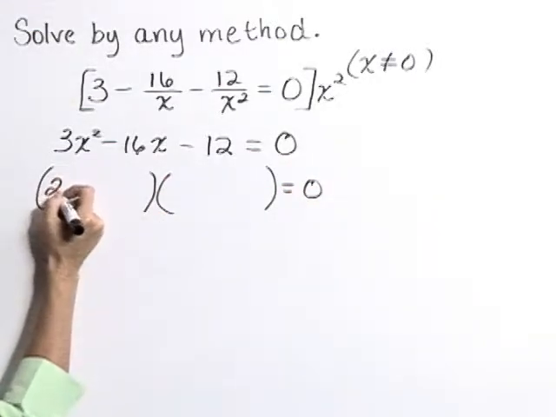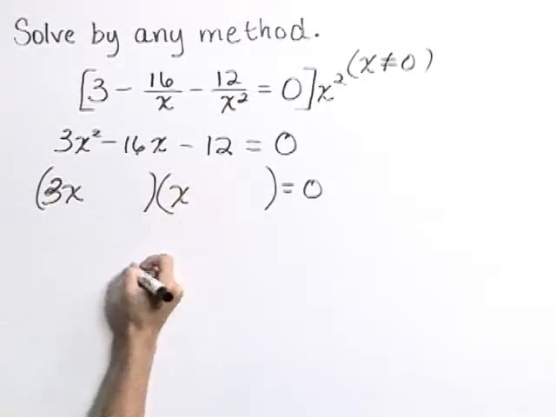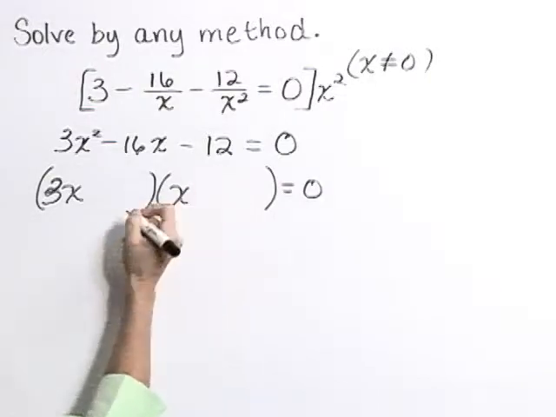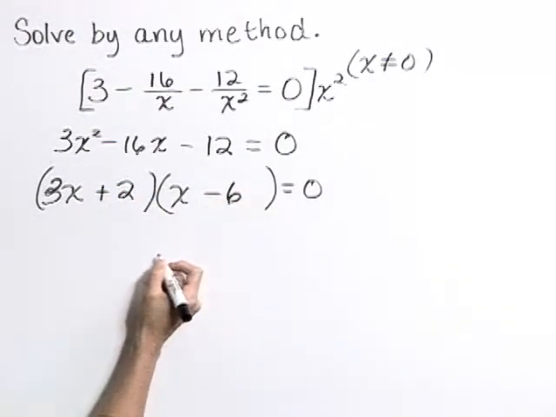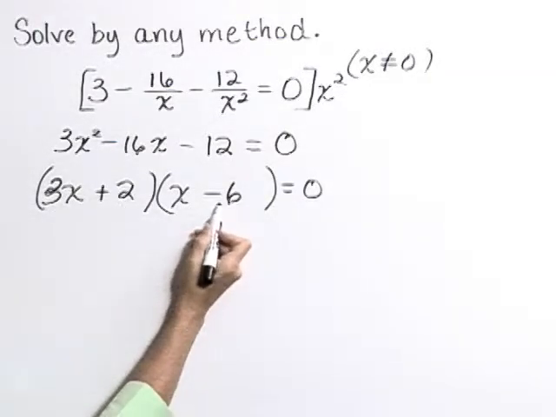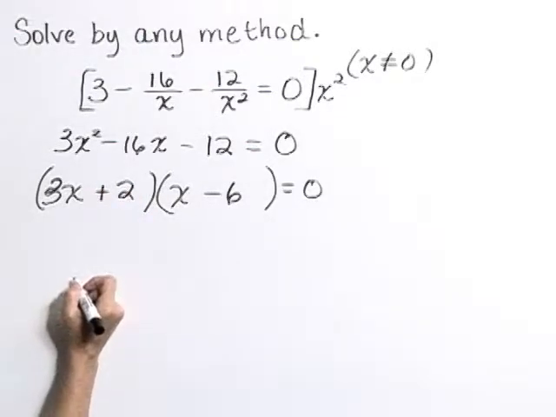If it factors, our leading terms are going to have to be a 3x and x. Factors of negative 12: we can use a plus 2 and a minus 6, and let's quickly check our inner and outer products. 2x and a negative 18x gives a negative 16x.